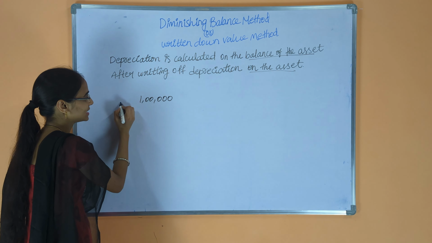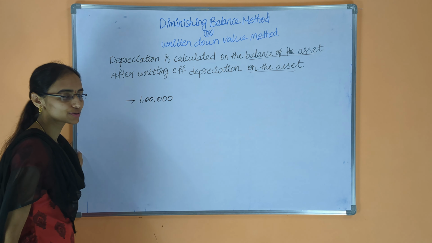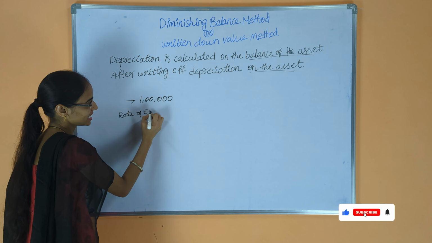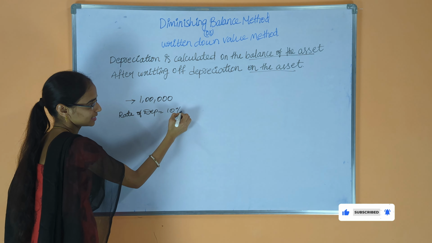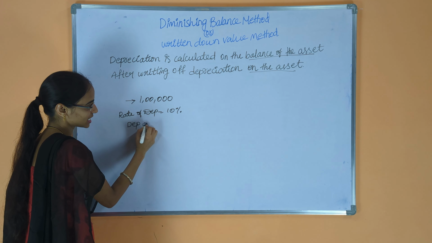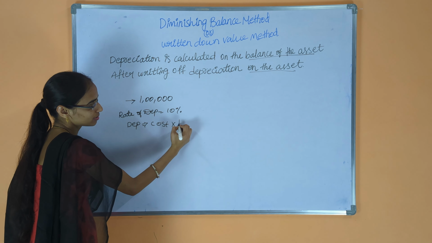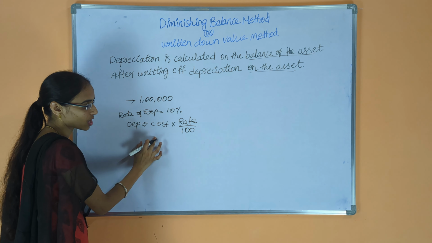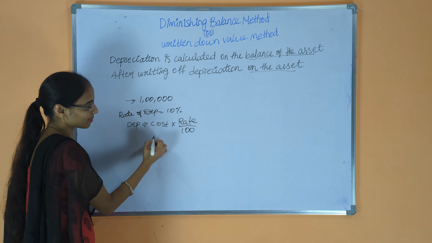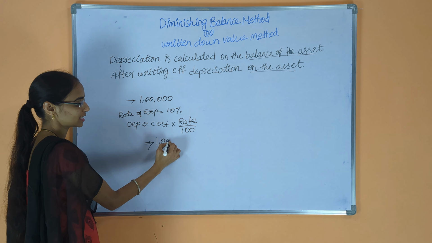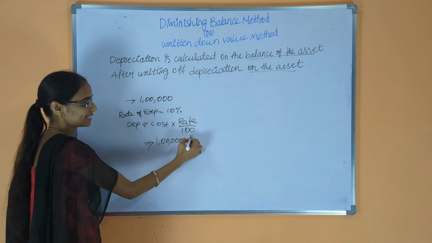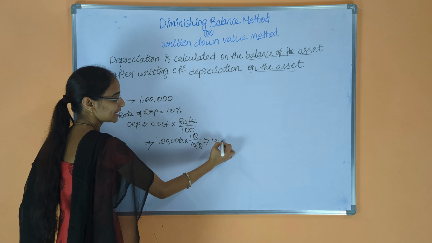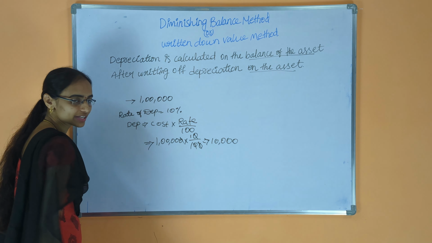For example, this is a machinery whose value is rupees 1 lakh. The rate of depreciation is 10%. Here we calculate the depreciation as cost into rate by 100. The formula is cost into rate by 100. The cost of the machine is rupees 1 lakh, the rate is 10%, so the depreciation is 10,000. This is the value of the depreciation.